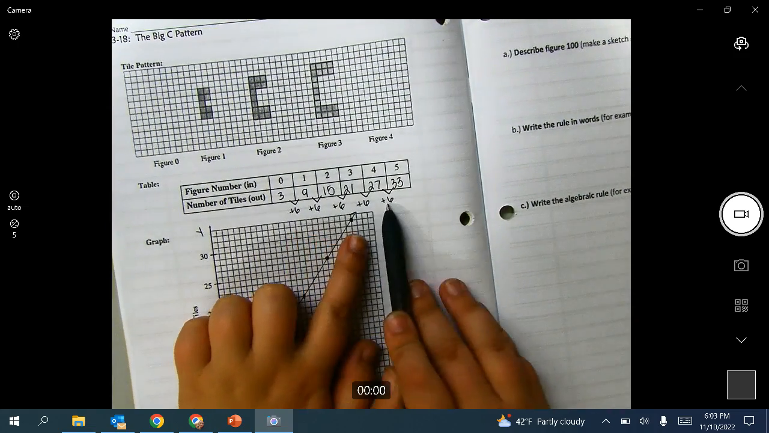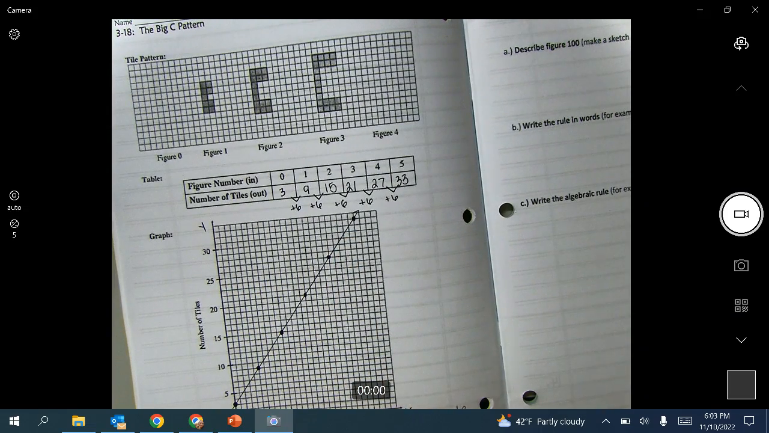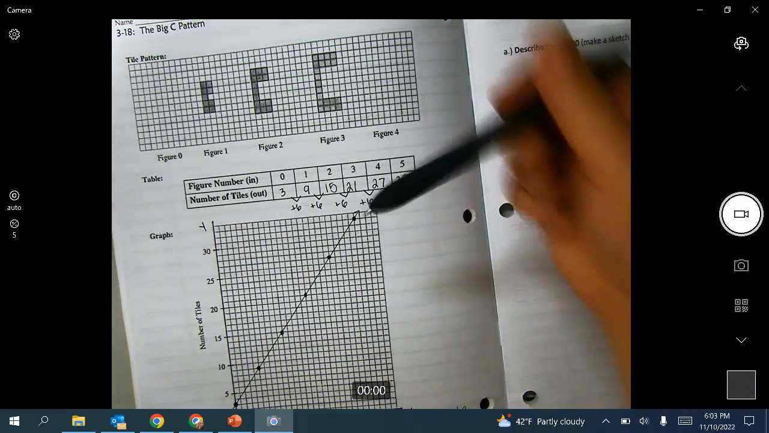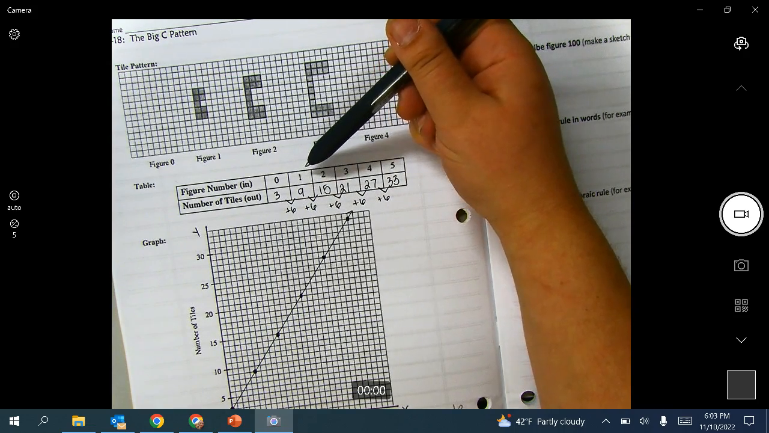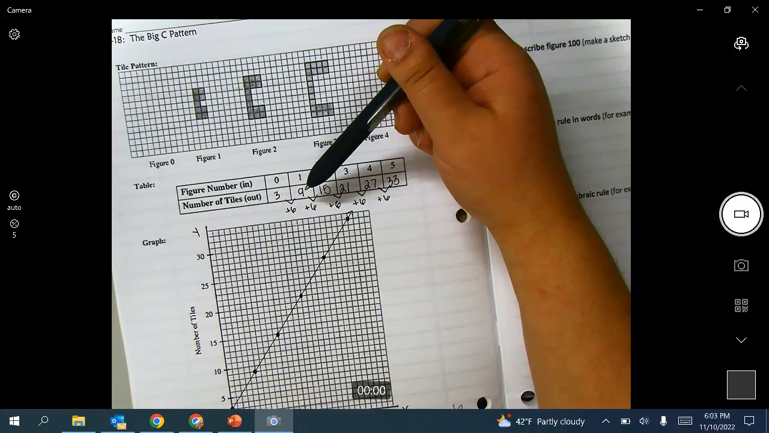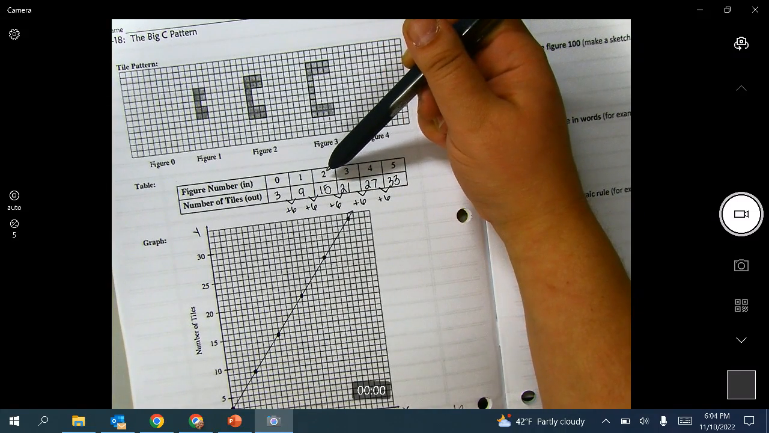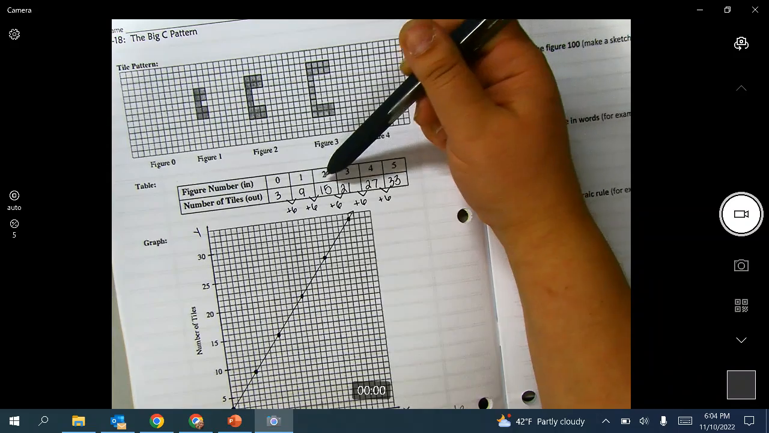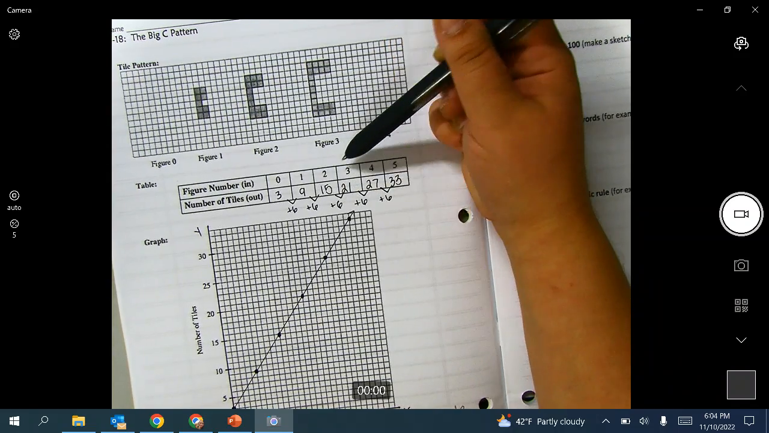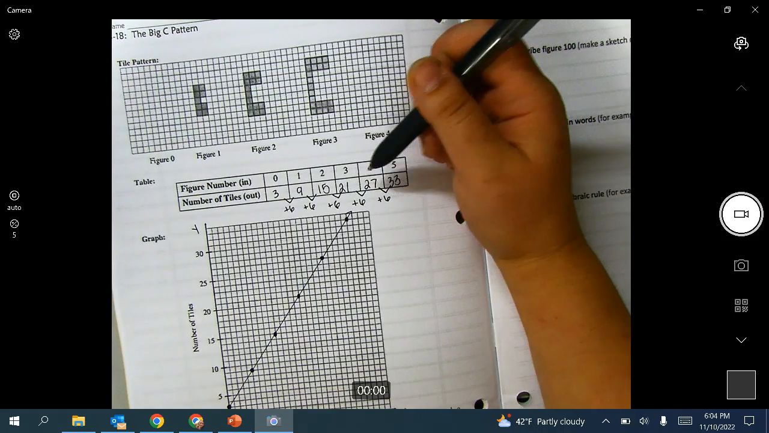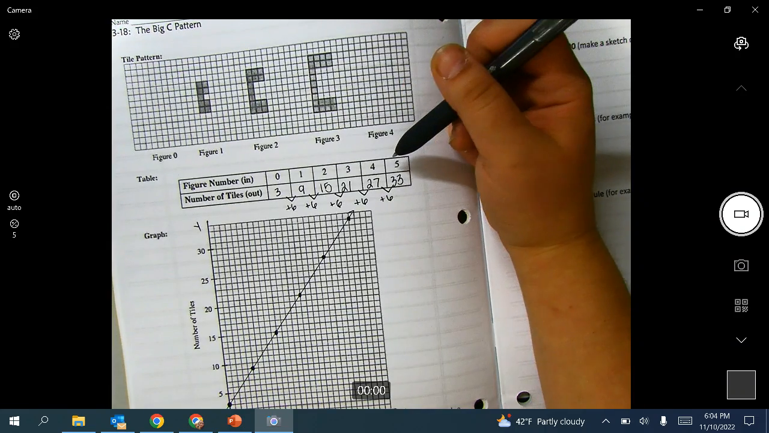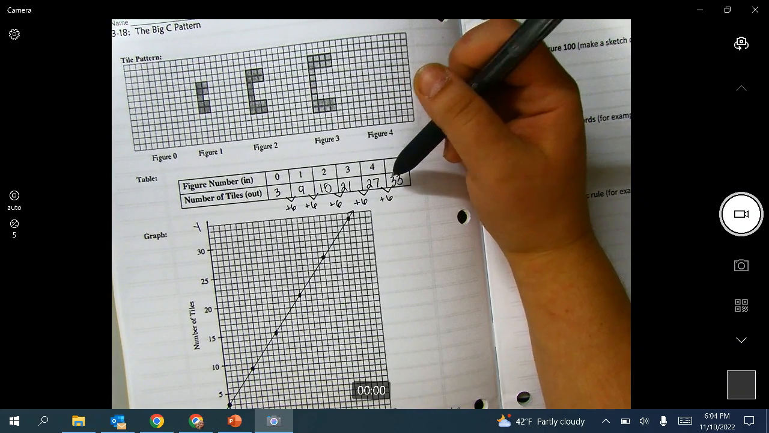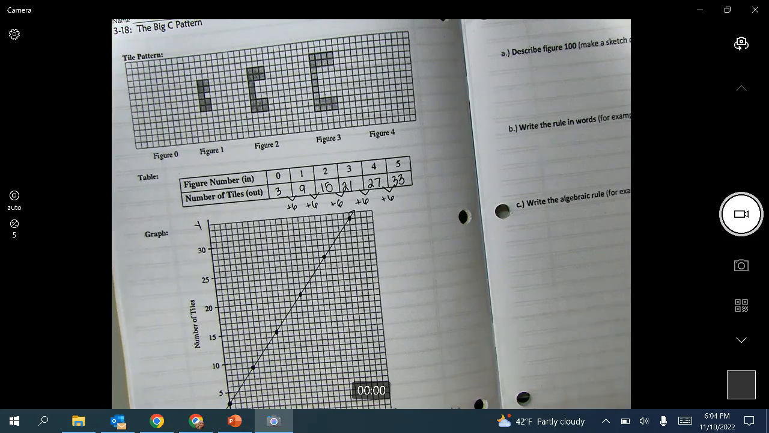I'm adding 6 each time, which means that's repeated addition of 6, which means I'm multiplying by 6, but then I have to do something to get from here to 9. Because 1 times 6 is 6, and then I need to add 3 to get to 9. 2 times 6 is 12, and then I need to add 3 to get to 15. 3 times 6 is 18, and then I need to add 3 to get to 21. 4 times 6 is 24, add 3 to get to 27, and so on and so forth.